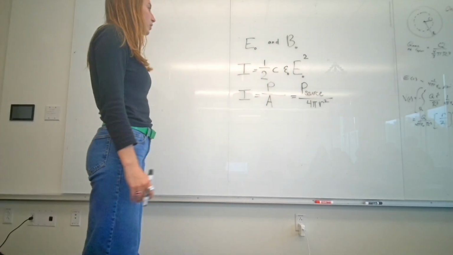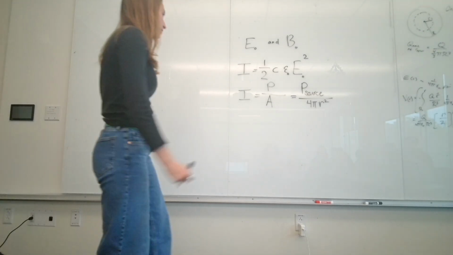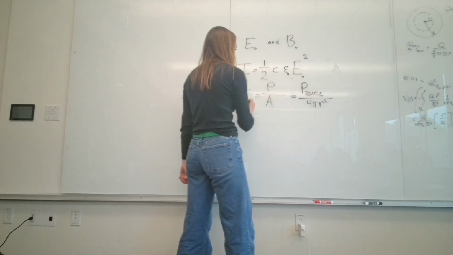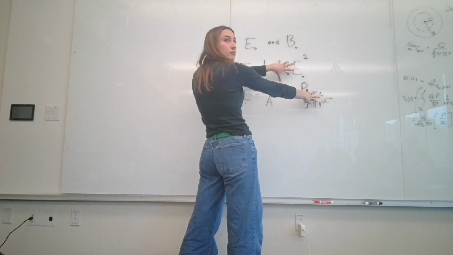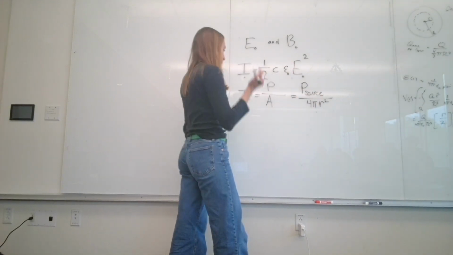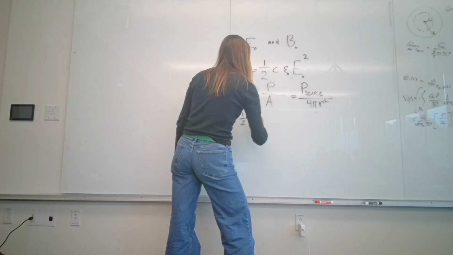We have two equations for intensity. I equals this, and I equals this. So what does that say about this and this? You can set them equal to each other. They both equal I, then they both equal each other.